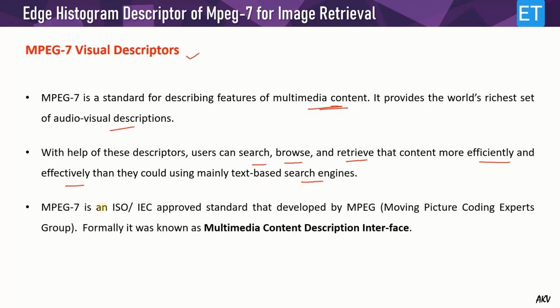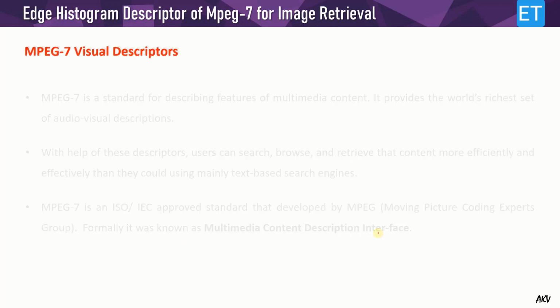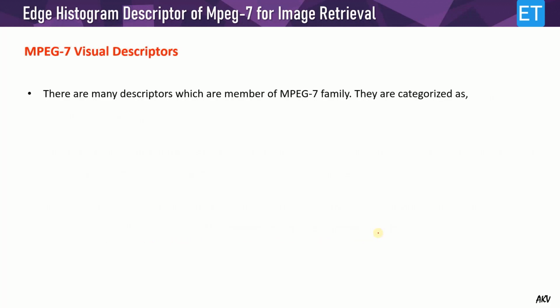The MPEG-7 is an ISO IEC approved standard that is developed by the MPEG, of course, that is known as the Moving Picture Experts Group. And this MPEG-7 was formerly known as the Multimedia Content Description Interface. There are actually many descriptors which are members of this MPEG-7 family.